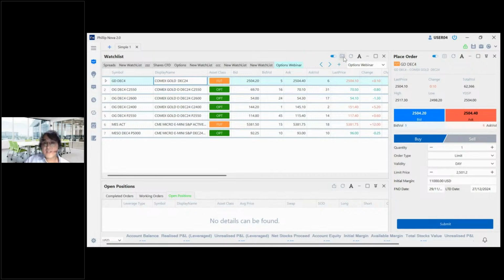So to navigate this platform, let's say you want to add different types of options. You can simply go to around the top right over here. There's a button for us to add symbols. You can click on it, and once you click on it, it'll bring you to all the different product types that we have on Nova 2.0.